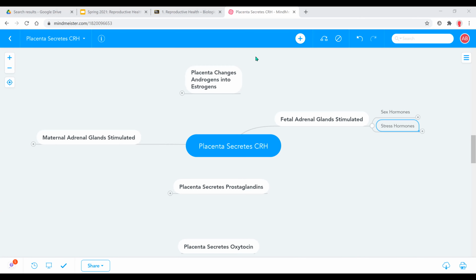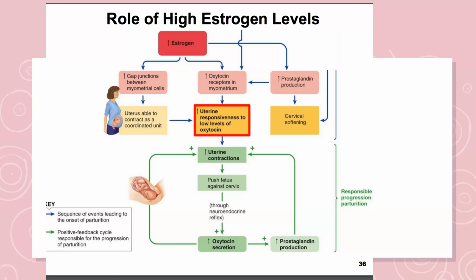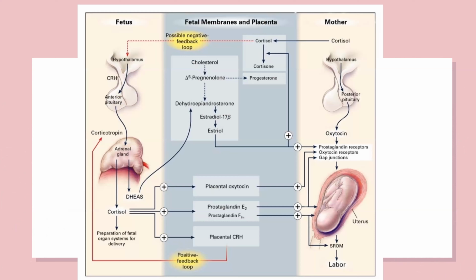Let's go back to our slides. Okay, so here's just another view of it, right? The other thing to know, so here's what we just talked about. The adrenal glands in the fetus release androgens, which get changed into estrogens, and they help increase the prostaglandin receptors, oxytocin receptors, gap junctions, and then that helps stimulate or get the uterus primed for labor eventually.